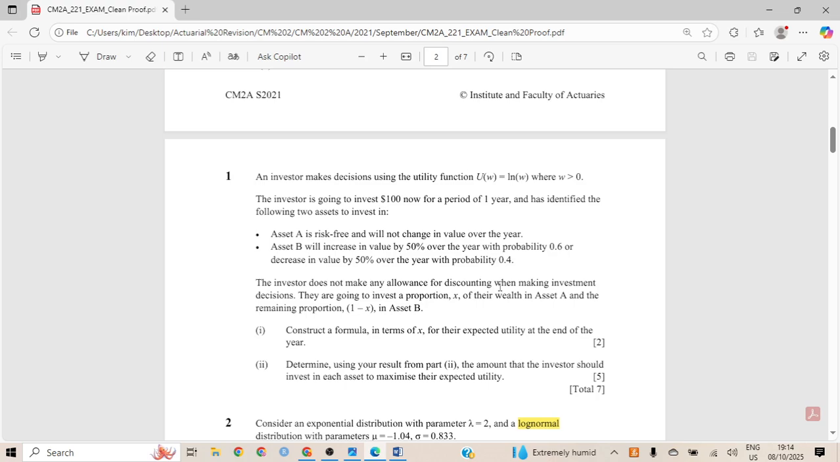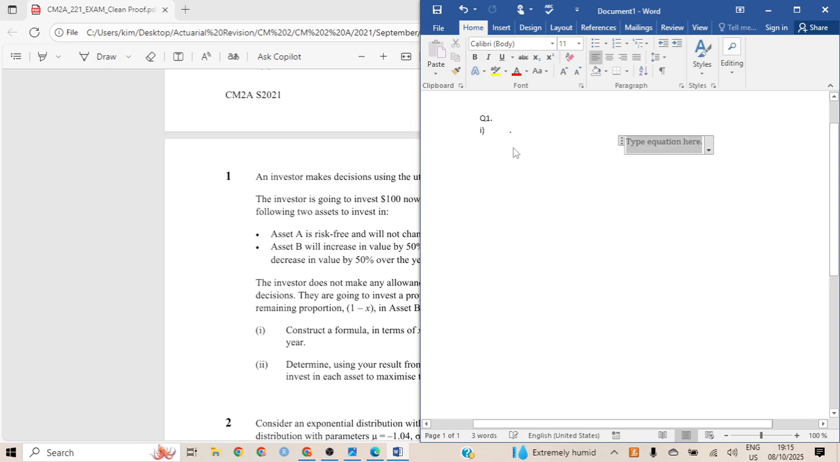The investor does not make any allowance for discounting when making investment decisions. They are going to invest a proportion X of their wealth in asset A and the remaining 1 minus X in asset B. So here we are combining two assets, asset A and asset B, and X goes to asset A and 1 minus X goes to asset B. The first part asks: construct a formula in terms of X for their expected utility at the end of the year. So we first have to find the wealth if the investment goes up and the wealth if the investment goes down. I'll start from there.